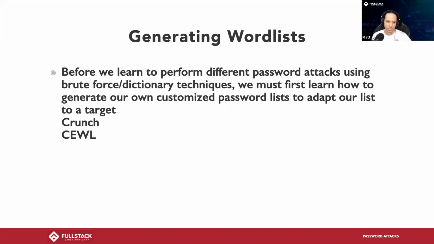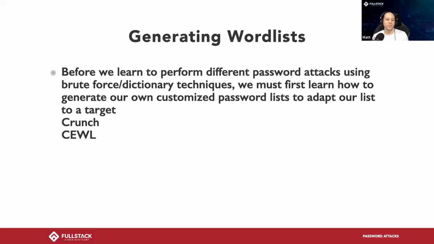So how do we get word lists if we're going to do some kind of dictionary attack? Some have already been created for us, like the famous RockYou word list of well-known or common passwords that have been scraped off the internet. But we could use tools to generate our own word lists. These tools I'm referring to are Crunch and Cool. Cool is a tool for generating word lists. Crunch is a tool for modifying word lists certain ways.